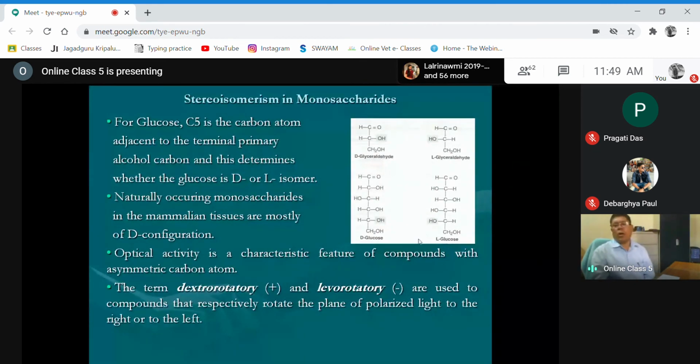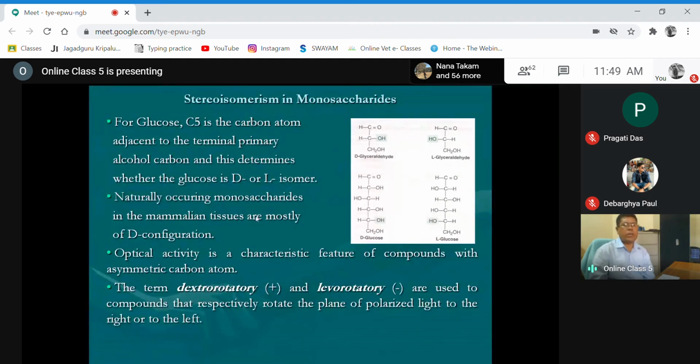So how the D and L configuration is assigned to carbohydrates: it has to be done with reference to glyceraldehyde. If it resembles D-glyceraldehyde, we call it a D sugar. If it resembles L-glyceraldehyde, we call it an L sugar. So for glucose, C5 is the carbon atom adjacent to the terminal primary alcohol carbon, and this determines whether the glucose is the D or L isomer.